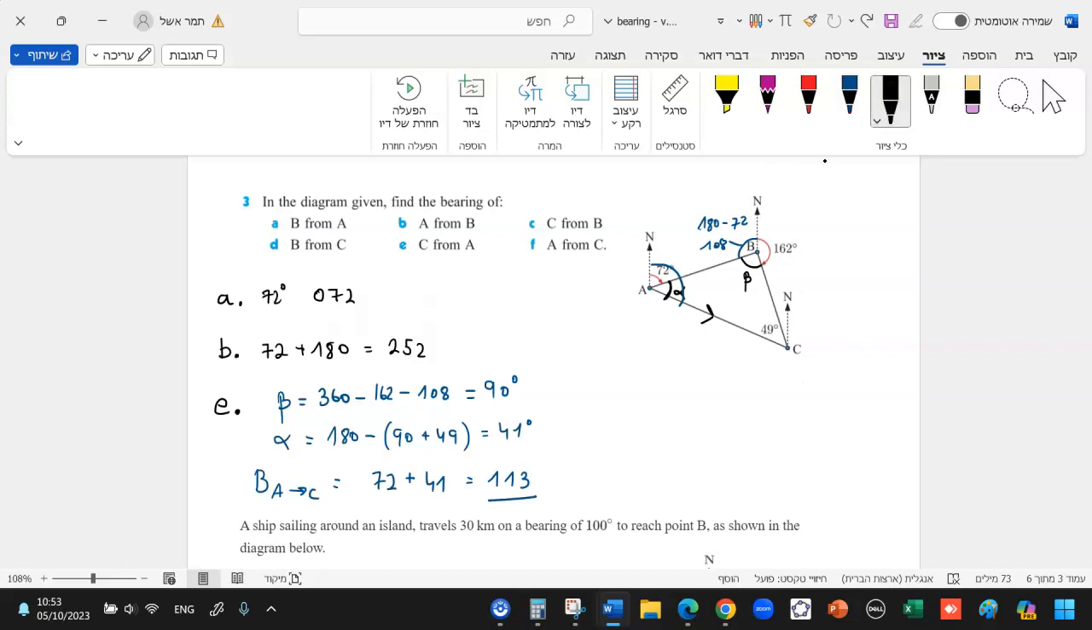When we come to solve F, A from C, we can use the rule from above. Bearing from C to A equals 113 plus 180. This is 293.